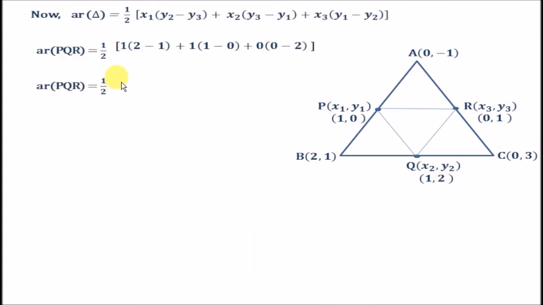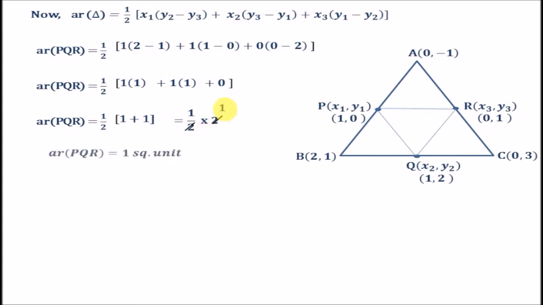Half into 1 into (2 - 1), which will be 1. So 1 into 1, plus 1 into (1 - 0), which will be 1. And 0 into any quantity results in 0, so plus 0. Area of triangle PQR equals half into (1 + 1), which equals half into 2. 2 ones are 2. So the area of triangle PQR equals 1 square unit. So we've got the area of the triangle formed by joining the midpoints of the sides of the given triangle.